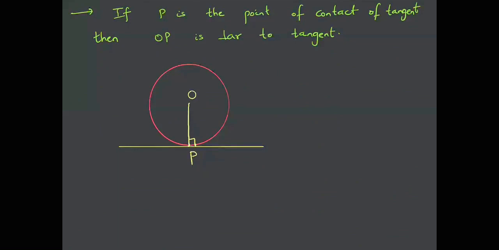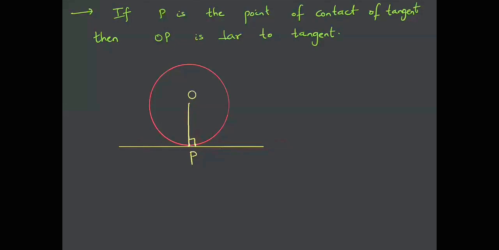If P is the point of contact of the tangent, then OP is perpendicular to the tangent. So what we have done is we have drawn a tangent to a circle and O is the center. If we join O and the point of contact, this will be perpendicular to the tangent. So this we need to prove.